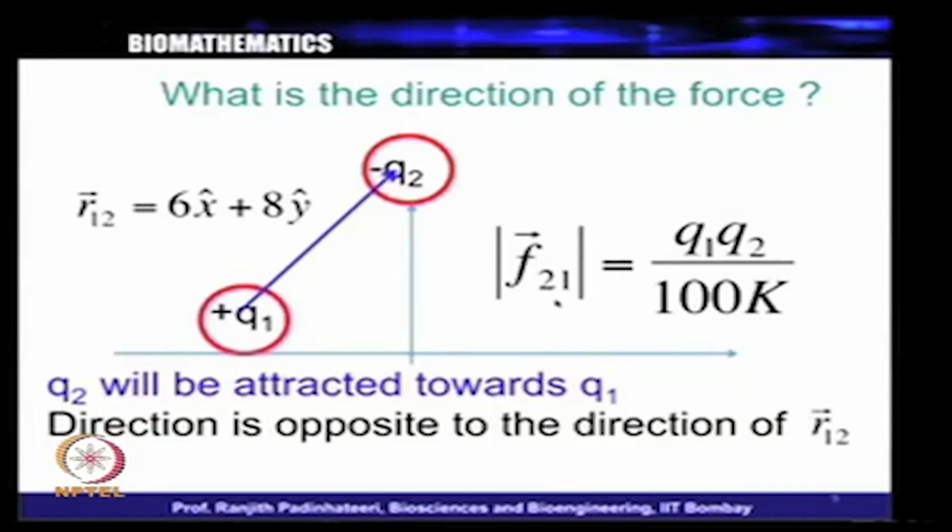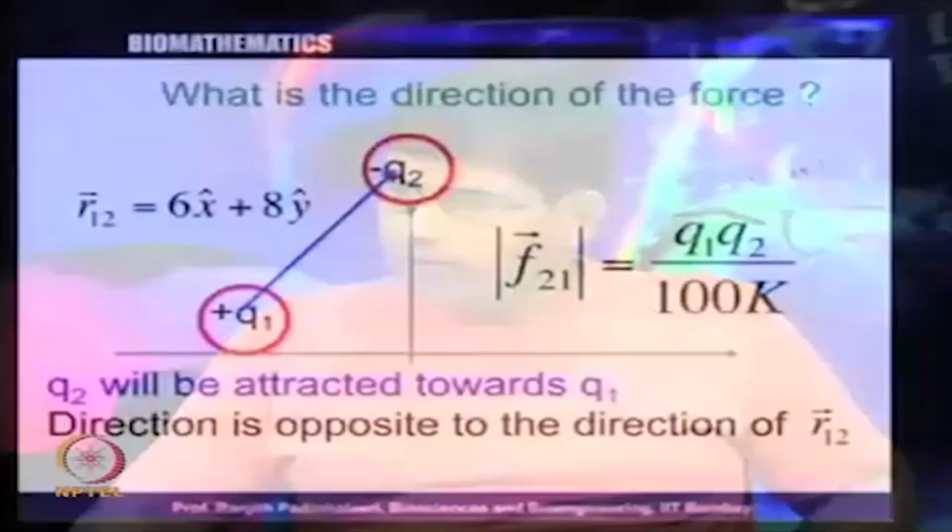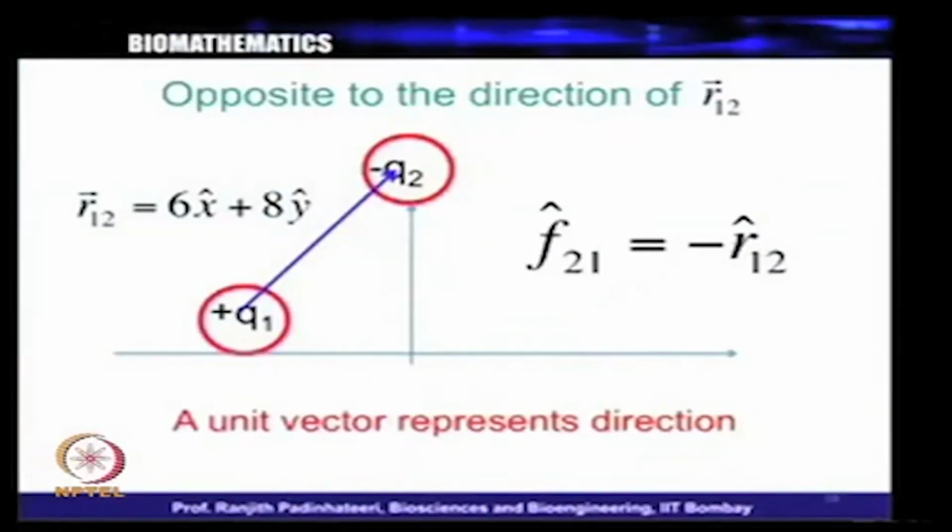So we know the magnitude, and now we know the direction in words: it will be opposite to the direction of r12. But how do we say that mathematically? This is how we do it. We say the direction f21 cap, or hat. When you say hat, it is like a unit vector, and a unit vector represents direction. So the direction of f21 is minus r12 cap. This is opposite to the direction of r12.